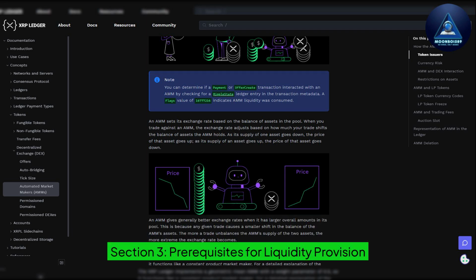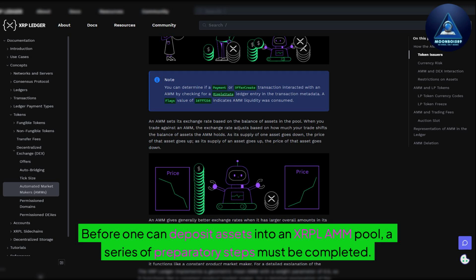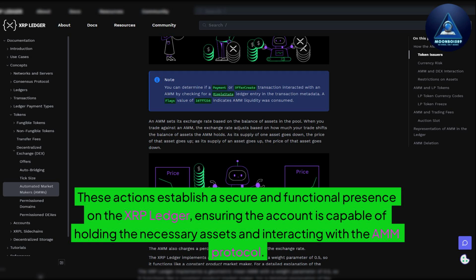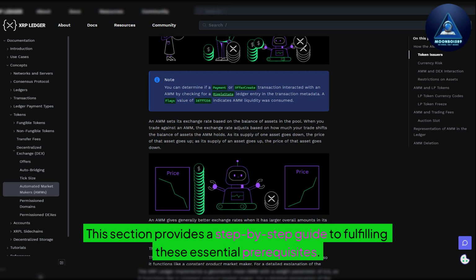Section 3. Prerequisites for liquidity provision. Before one can deposit assets into an XRPL AMM pool, a series of preparatory steps must be completed. These actions establish a secure and functional presence on the XRP Ledger, ensuring the account is capable of holding the necessary assets and interacting with the AMM protocol. This section provides a step-by-step guide to fulfilling these essential prerequisites.